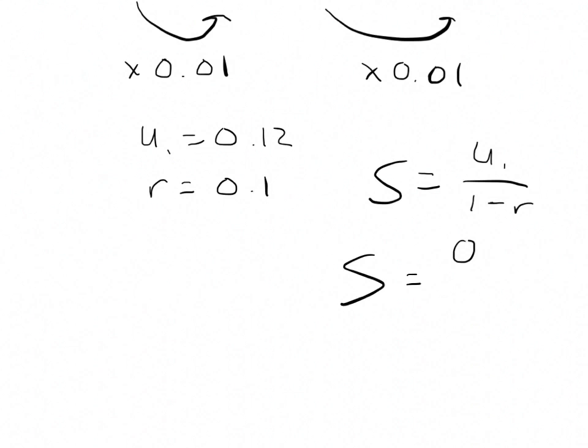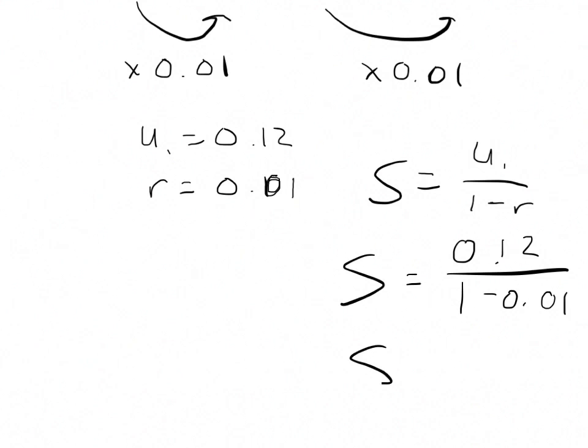This means I have 0.12 over 1 minus 0. I just realized my common ratio up here is wrong. This should have been 0.01. Please forgive me on that one. So this is a 0.01 down here. Means I end up with 0.12 over 0.99.